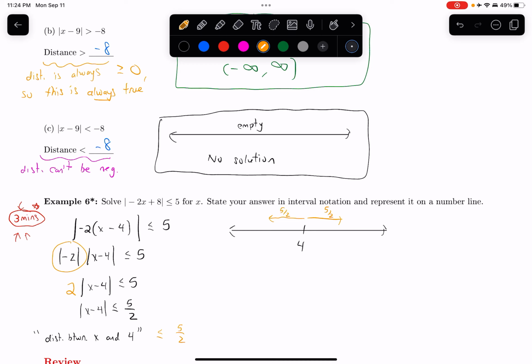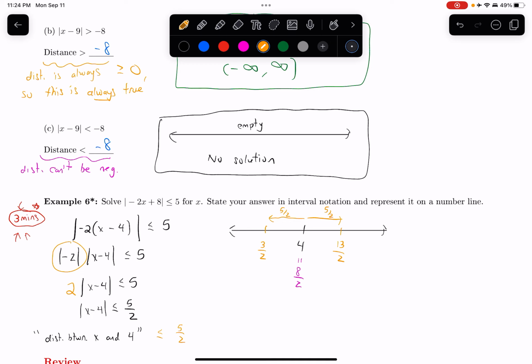If I get a common denominator and I multiply 4 by 2/2, it becomes 8/2. And if I add 5/2 to it, I'll get 13/2. So that's the bigger one when I add 5/2. If I subtract 5/2, I get the smaller one. That's going to be 3/2.